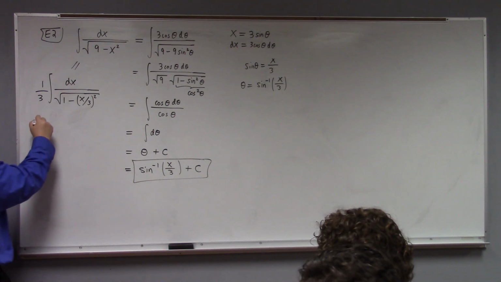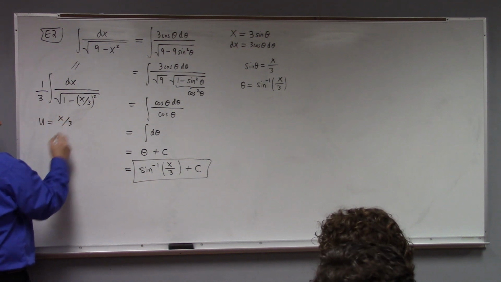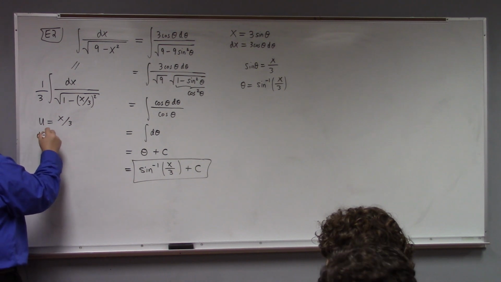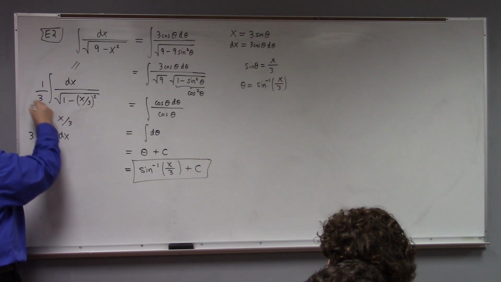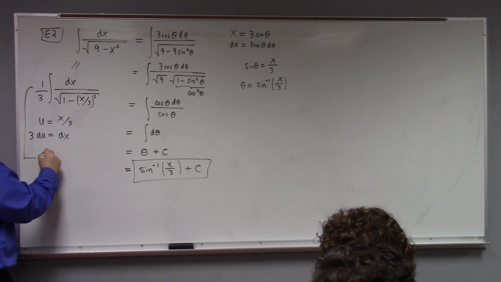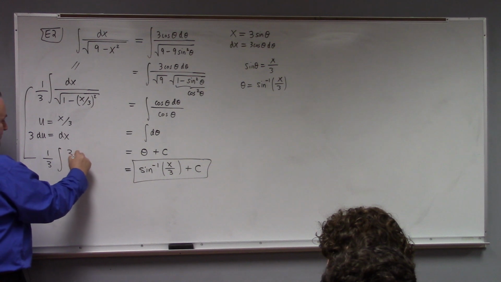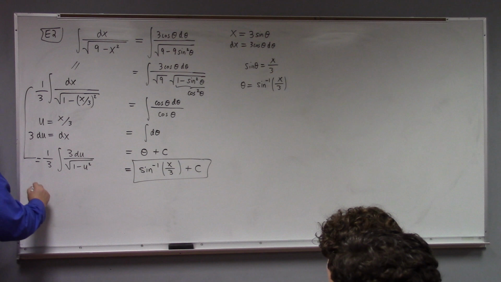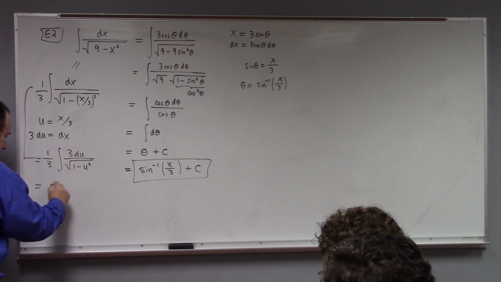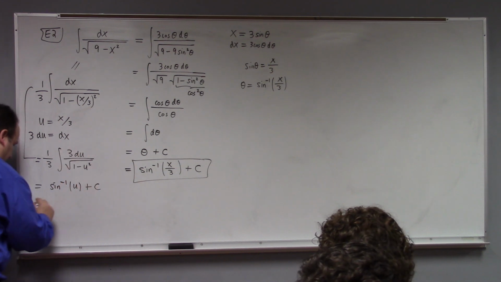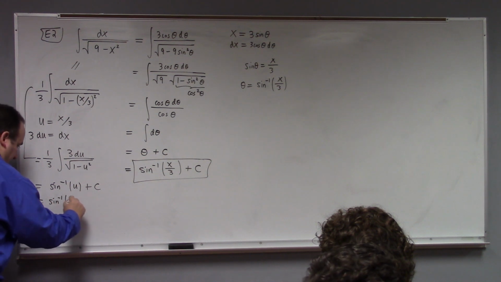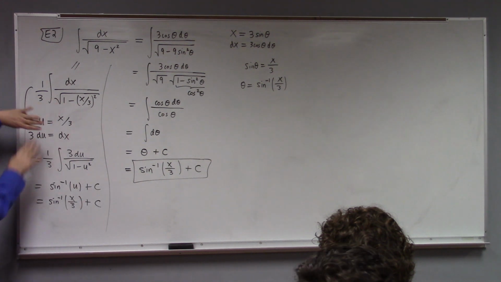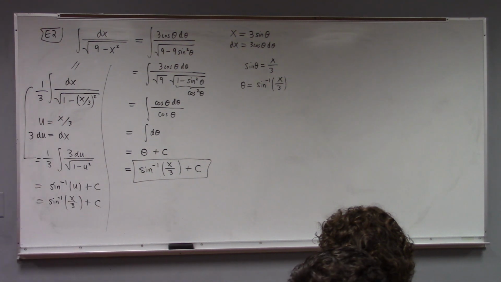So then you make a u equals x over 3 substitution, and this gives you then 3 du is equal to dx. So when you take that, you get 1/3 integral of 3 du over the square root of 1 minus u squared, right? Which then gives you, the 3's cancel, and you get inverse sine of u plus a constant, which then gives you inverse sine of x over 3 plus a constant, right? So here you go. This is the calculus 1 way of doing this problem, right?